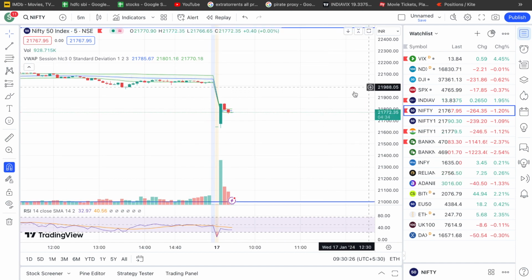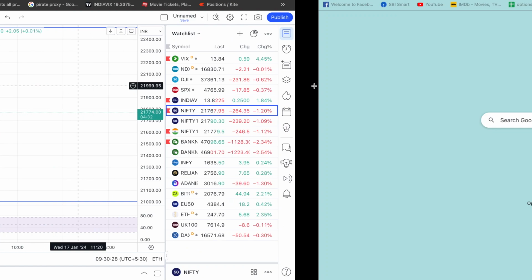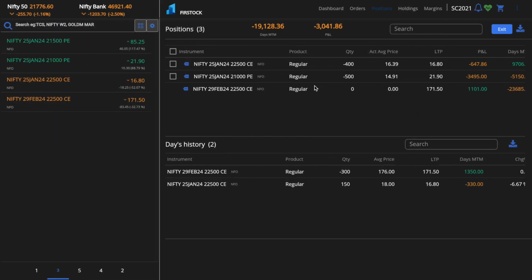And when the market falls, it falls very fast. But when it rises, it rises very, very slow. So what we should do ideally is get away from this 21,000 PE, or we should start buying internally. And will that internal buying help? That's another question.